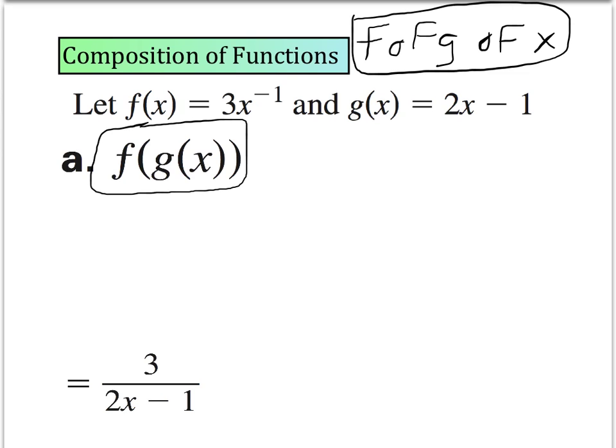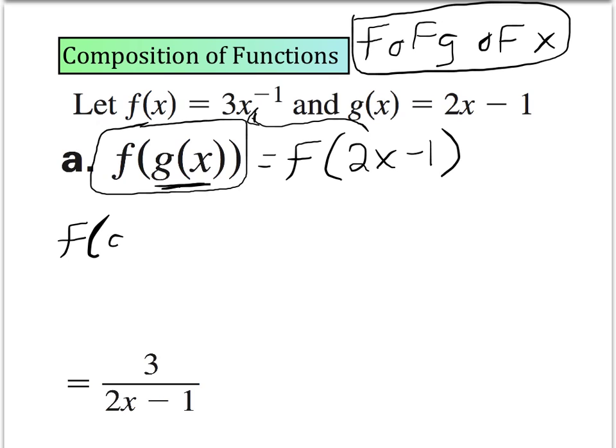So what I'm doing here, normally what I would do is I would just plug in the x value right here. But now I have to plug in an entire function. So what that looks like is I'm plugging in f of 2x minus 1. So instead of plugging in a number right here, I'm plugging in an entire function. So my f of g of x is going to look something like this. I'm plugging in this 2x minus 1 into the x of the original f of x function.